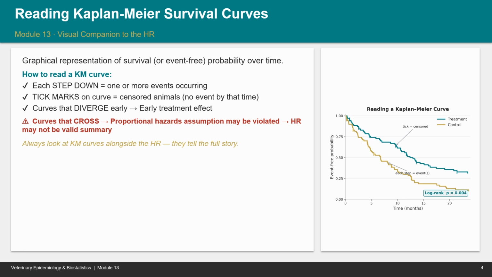When you're reading a paper with a hazard ratio, always look at the Kaplan-Meier curves alongside it. If the curves cross each other, that's a red flag. It suggests the proportional hazards assumption may be violated, which means the HR may not be a valid summary of the relationship between the groups.